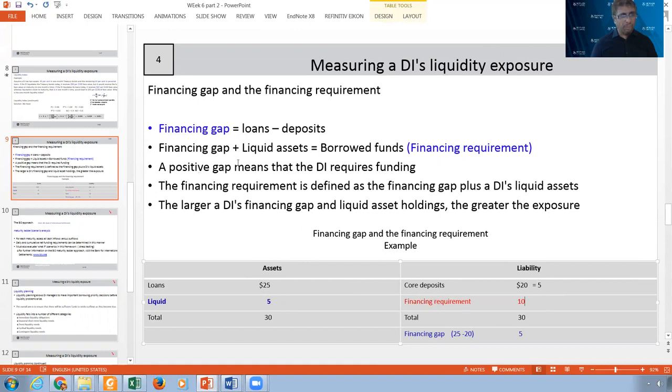So let me just summarize it. The financing requirements equal the financing gap plus the liquid assets, and the financing gap is actually the loans minus the deposits. It's very straightforward, and I think this is the financing gap.